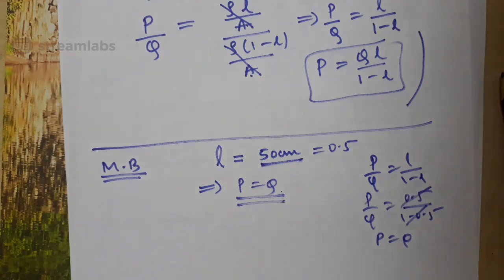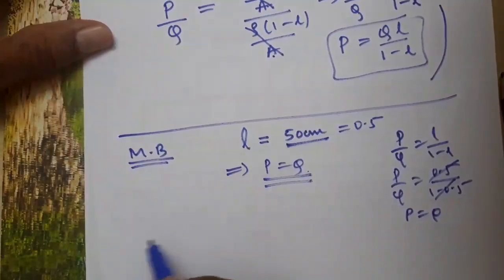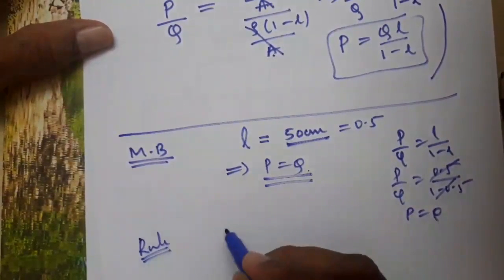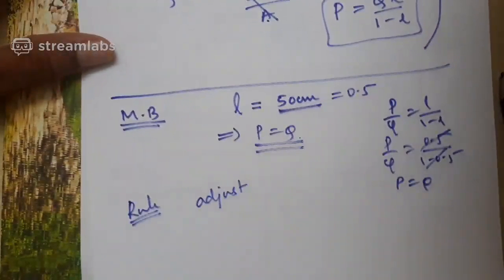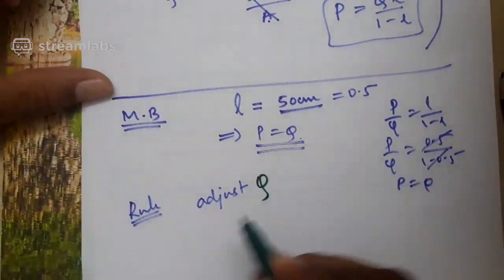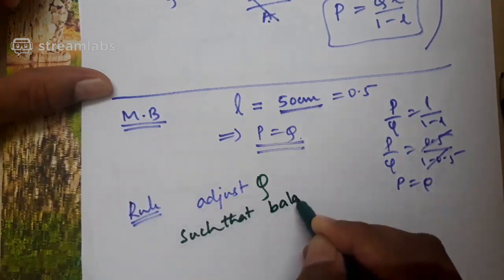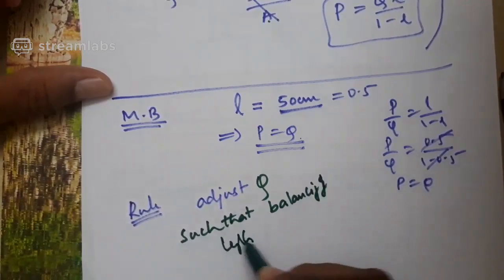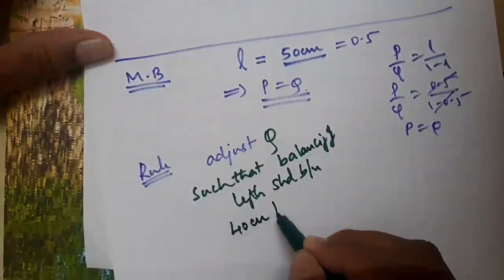So always when you perform this experiment in the meter bridge, we follow one rule. That is, you have to adjust Q. P cannot be adjusted because P is fixed, right? You have to adjust Q such that the balancing length should be between 40 centimeter to 60 centimeter.